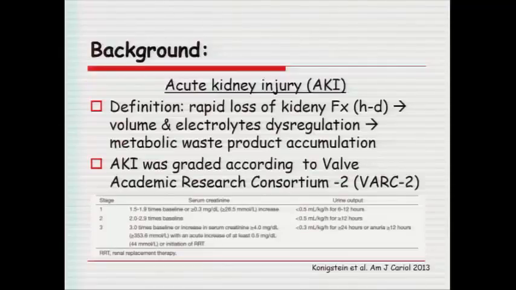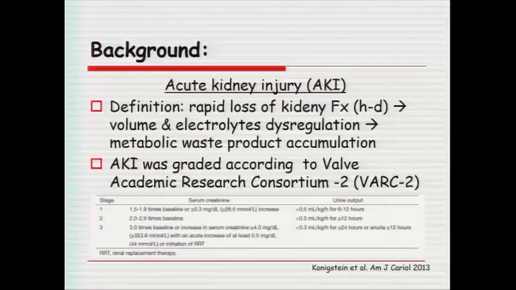So, the definition of acute kidney injury is the rapid loss of kidney function during hours or days with dysregulation of volume and electrolytes leading to metabolic waste product accumulation. And acute kidney injury has several definitions. Here we specifically address the Valve Academic Research Consortium 2, the VARC2.